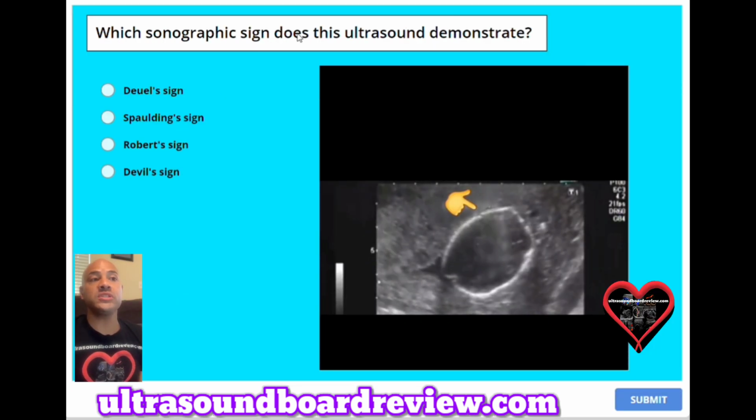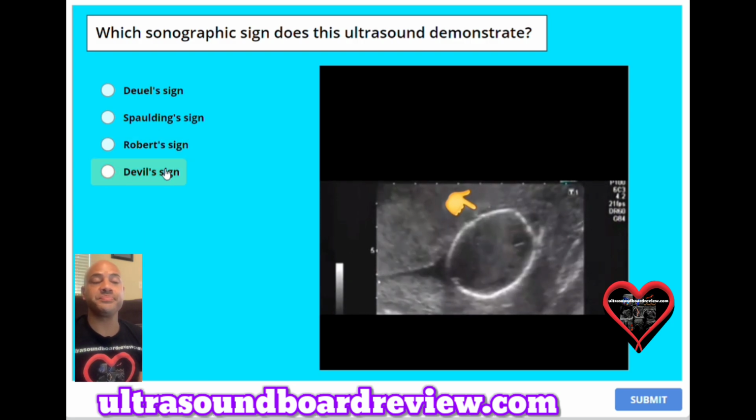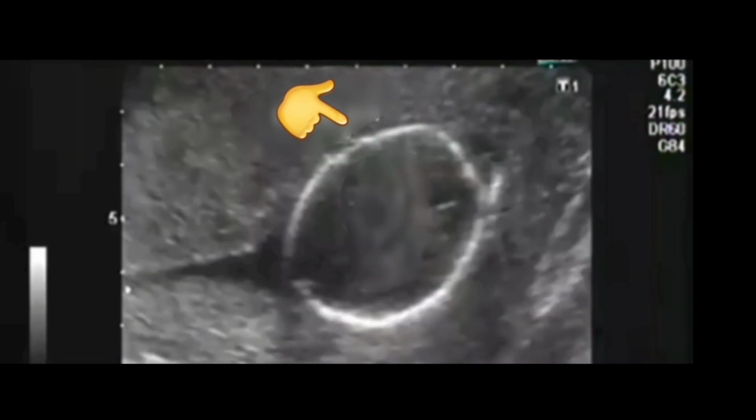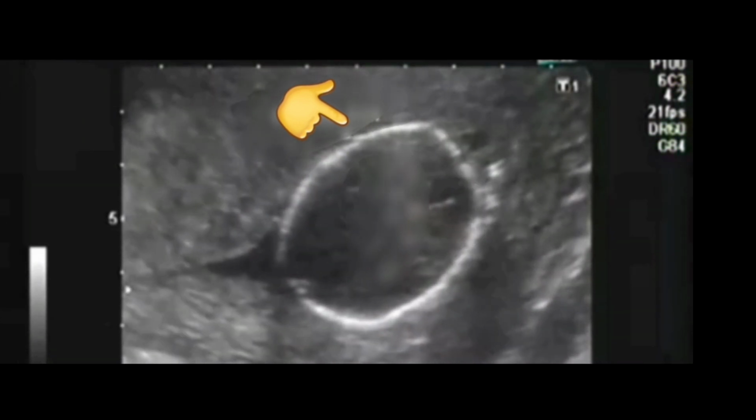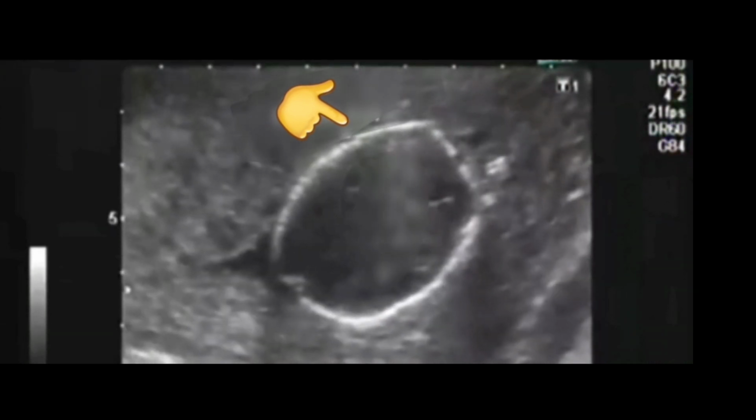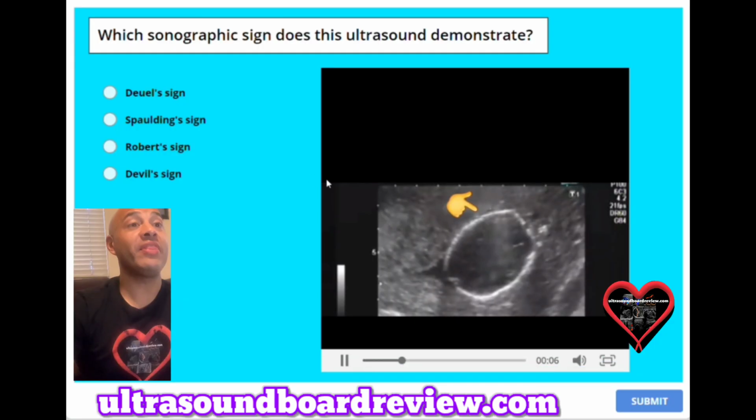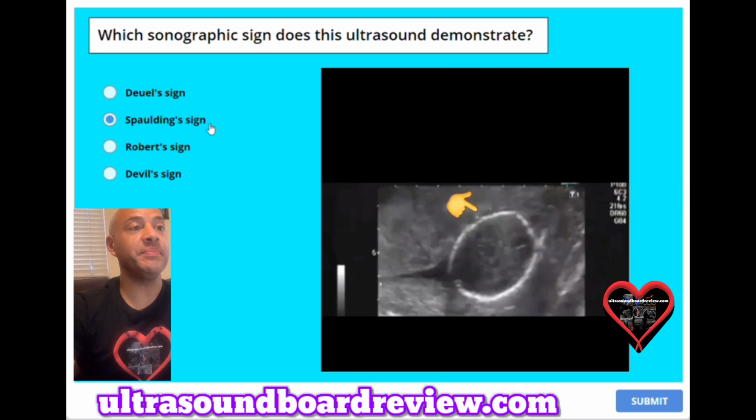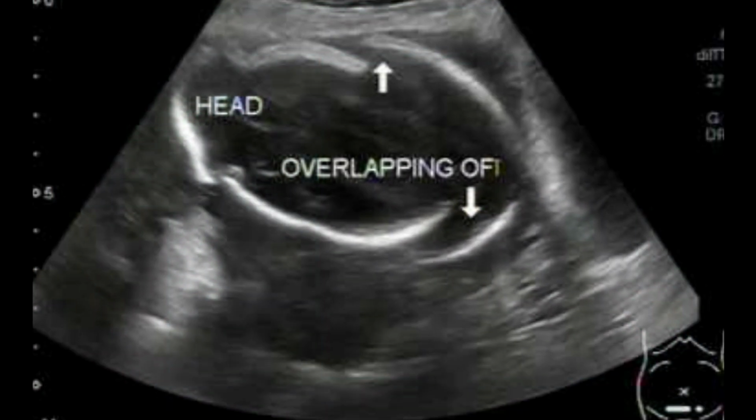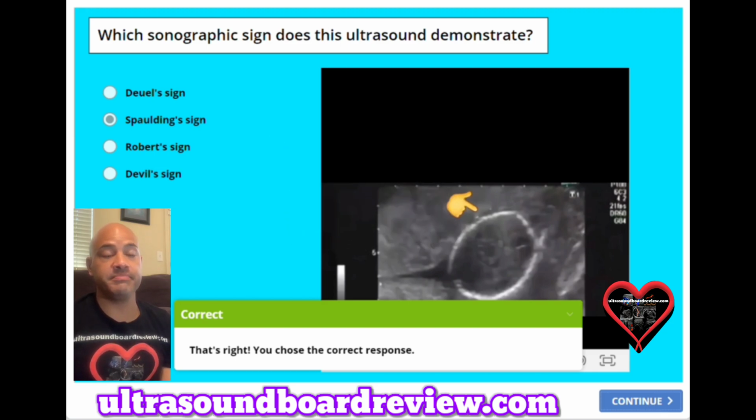Question 25. Which sonographic sign does this ultrasound demonstrate? A, dual sign. B, Spalding sign. C, Roberts sign. Or D, Delva sign. The answer is B, Spalding sign. Spalding sign is the overlapping of skull bones, which is usually found after a week of demise.